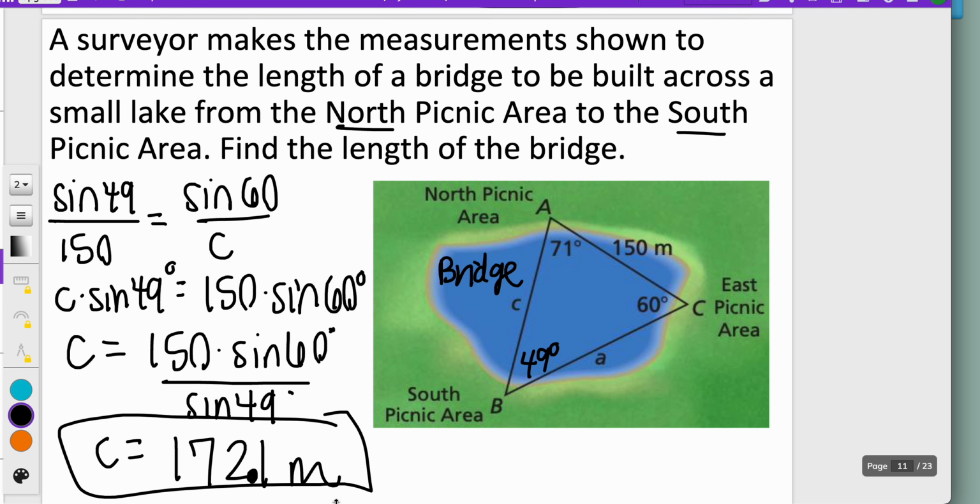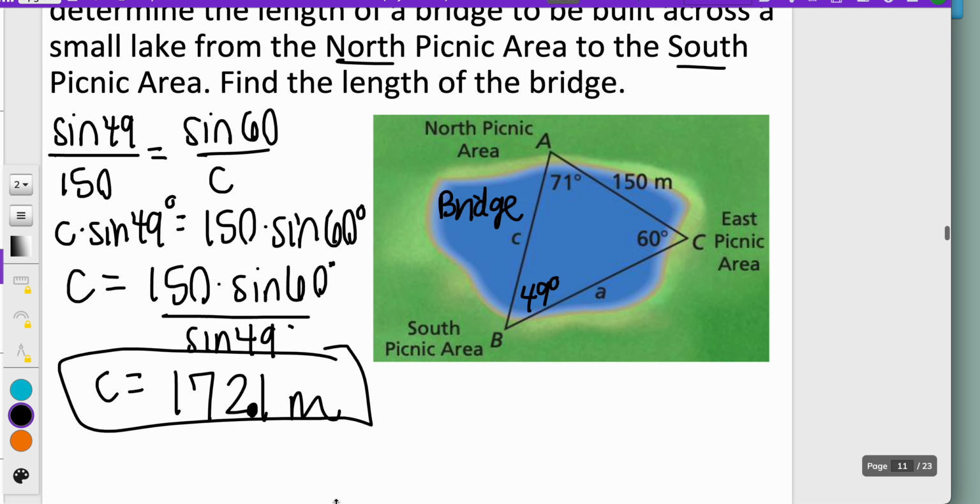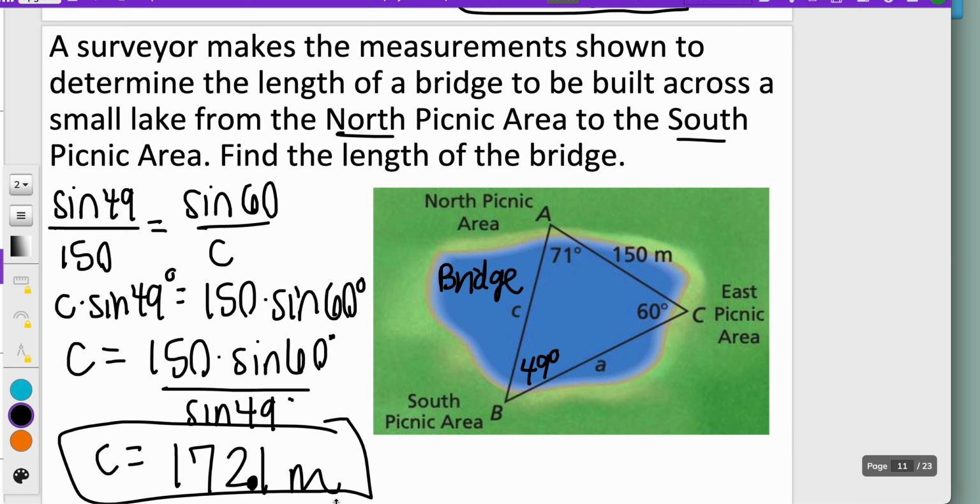Decimals right there. Okay, that's going to conclude our video on the law of sines. Tune in for our next video to get the law of cosines, and then kind of put them all together.